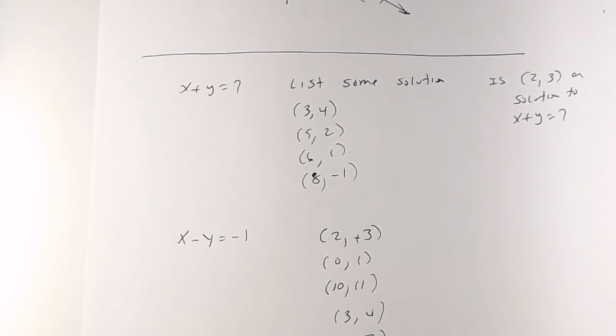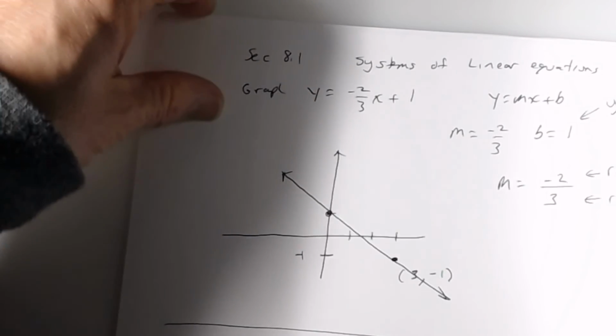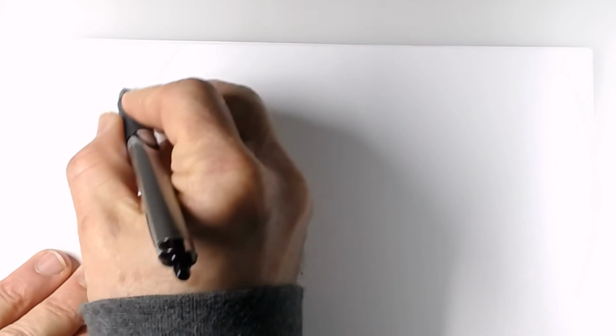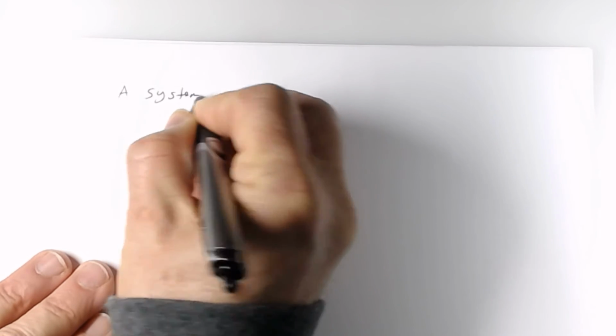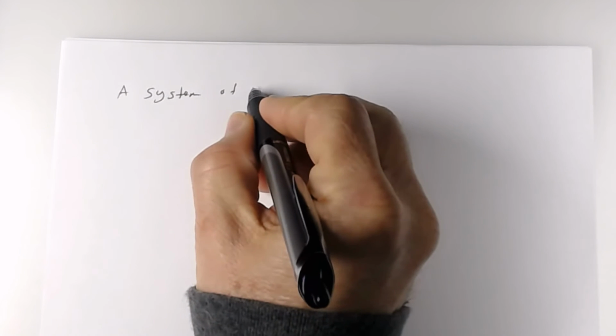Okay? Now, that's important because we're talking about the word system. So let's talk about what we mean by system. Listen carefully. A system of linear equations. Now we're talking only about linear. We're not talking about anything that has quadratics in it or anything like that. We're just dealing with linear. A system of linear equations.